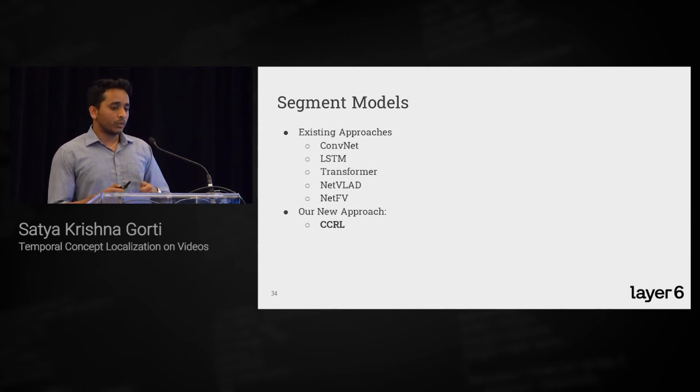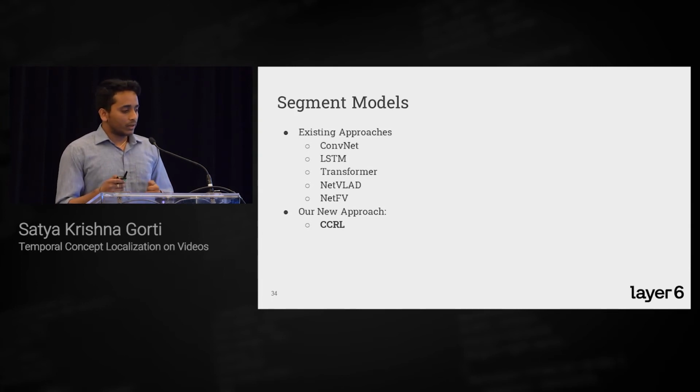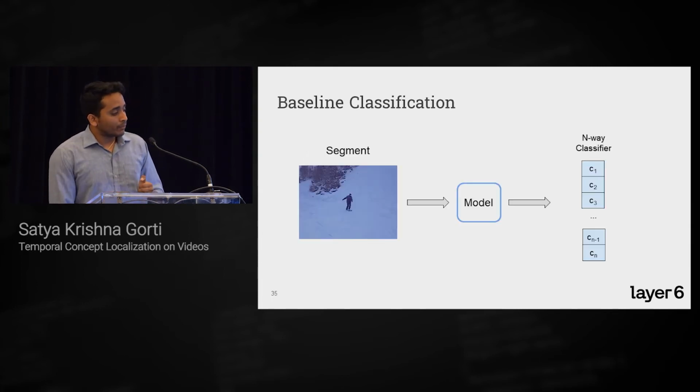To motivate why we needed this model, I will talk about what happens in a normal baseline classifier, like the ones in the existing approaches. You have a segment, which is a small video clip. We extract features of the segment.